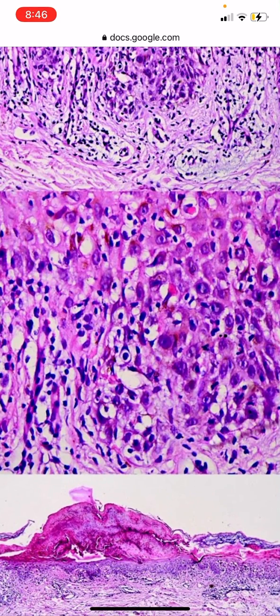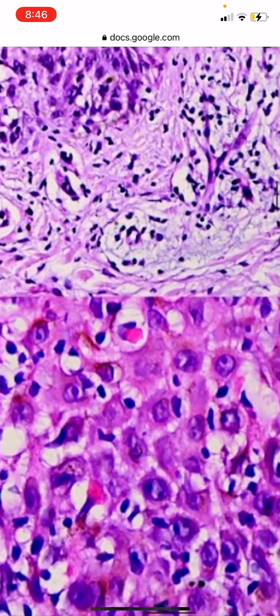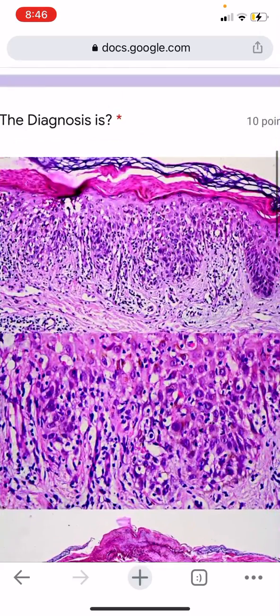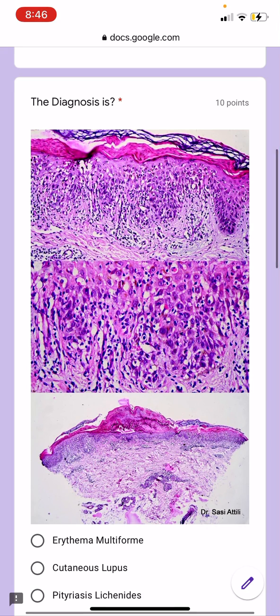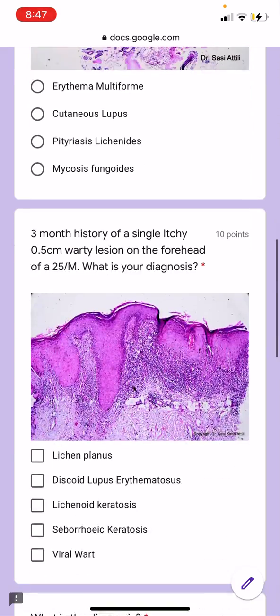You don't usually see colloid bodies. You see the colloid bodies here. The pink structure here in the middle of the screen is a colloid body. Colloid bodies are usually seen in the basal layer. This is quite high up in the epidermis, and this is a typical feature. High apoptotic keratinocytes is a typical feature of pityriasis lichenoides.